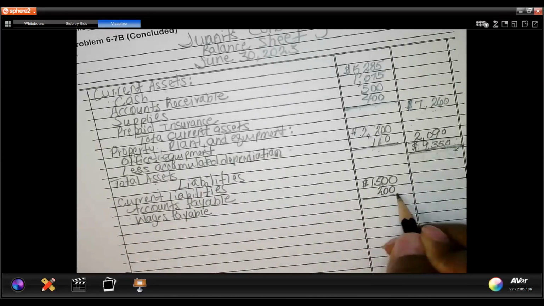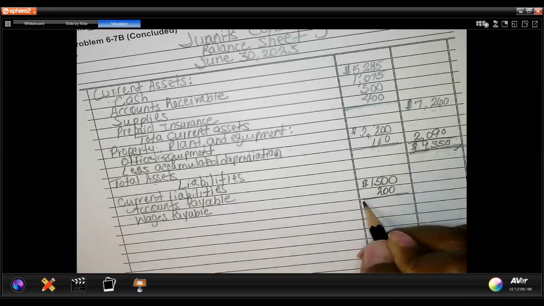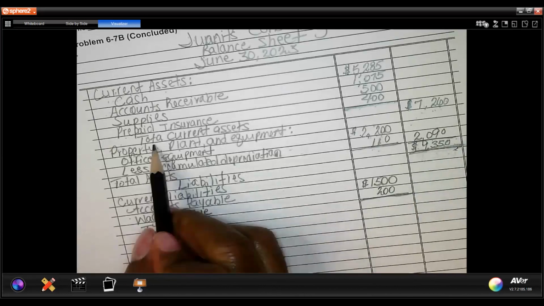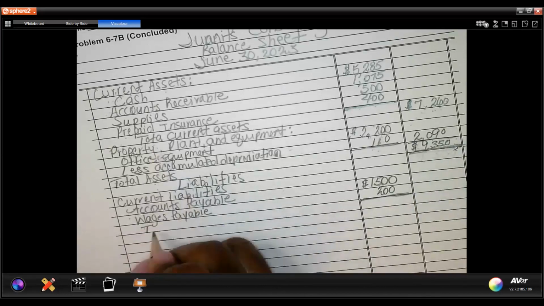Because again, our current liabilities are going to be those accounts that can be paid off within a year or less. So in this case, we're going to total up our current liabilities. Just like we did for our total current assets, we're going to do the same thing. So we're going to have total current liabilities.